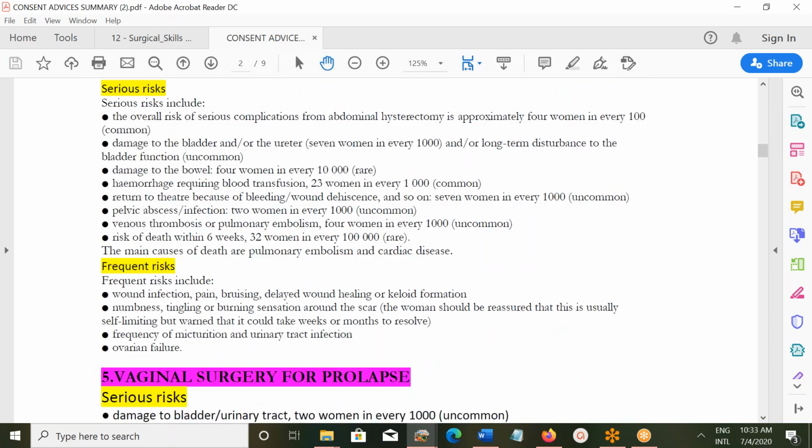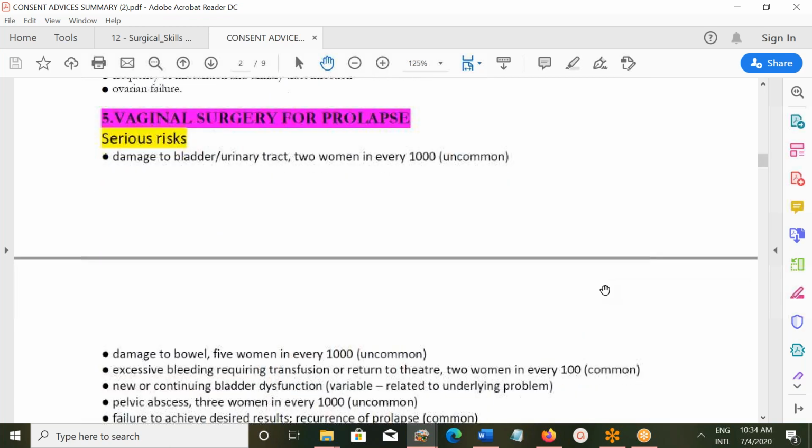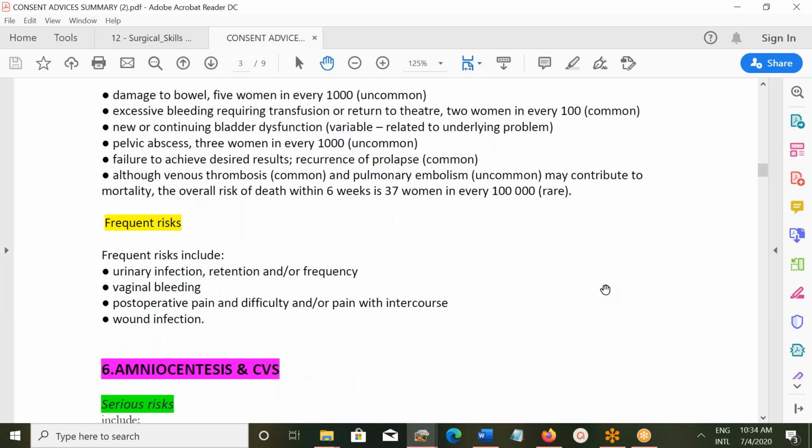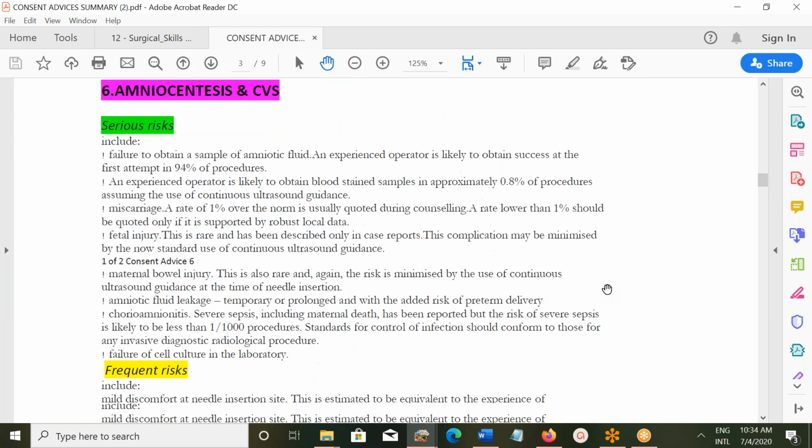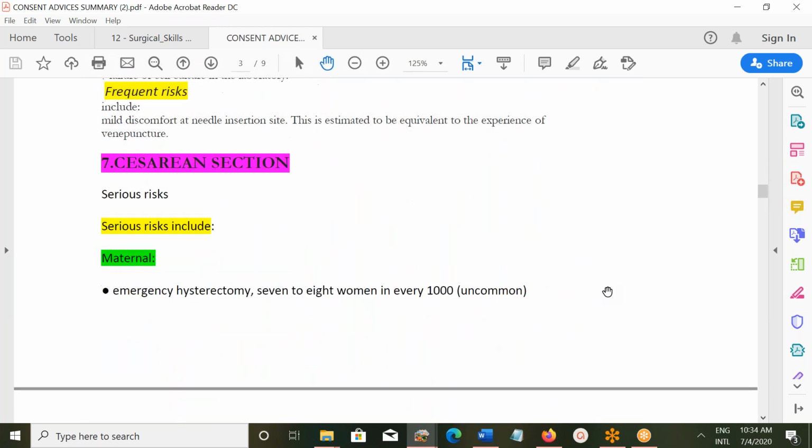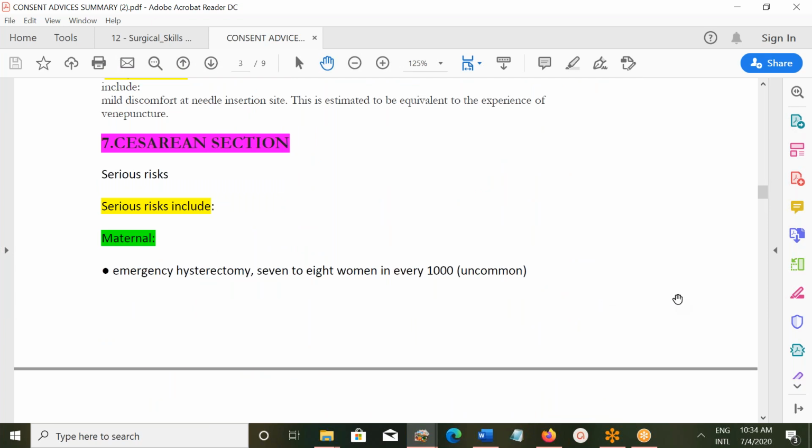Yeah, these are the important points. Whenever you're talking about the cesarean section, you need to tell them what the chance is that they can face any problem. In cesarean section, there are also injuries to the viscera, for example bladder injury or bowel injury, and you have to discuss them as well.